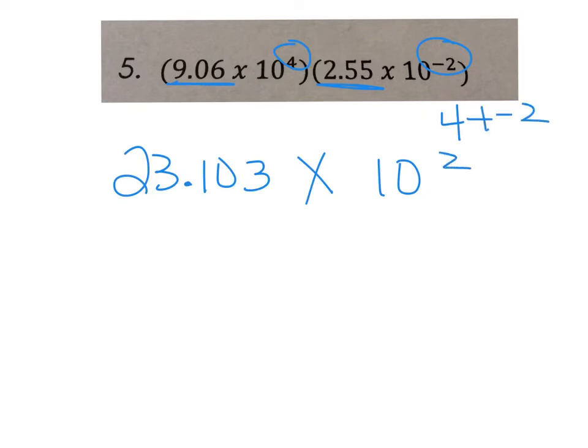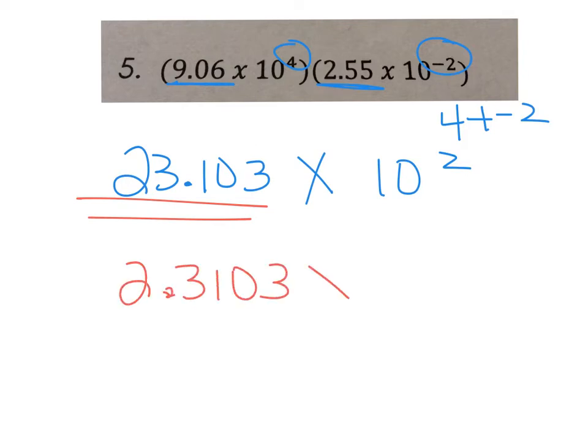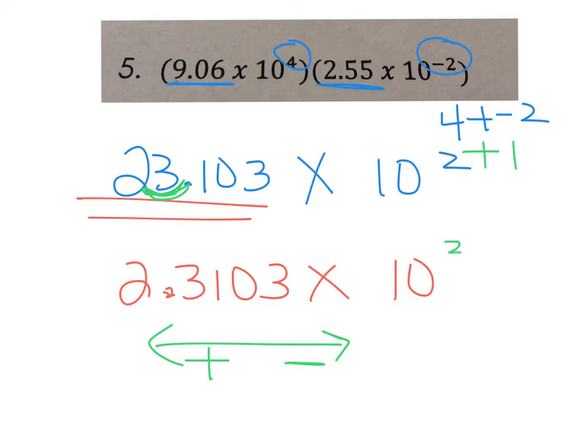So right now my answer is 23.103 times 10 to the 2nd. But here's the problem. This number is way over 10 and the number out front has to be greater than 1 and less than 10. So I need to make this 2.3103 times 10 because I moved the decimal 1 to the left. Remember Mrs. McCoy's little chart? If you go left, you add to the exponent. If you go right, you subtract. So I went 1 left, so I need to add 1 to this exponent. So it becomes 10 to the 3rd. Now, that's my scientific notation.